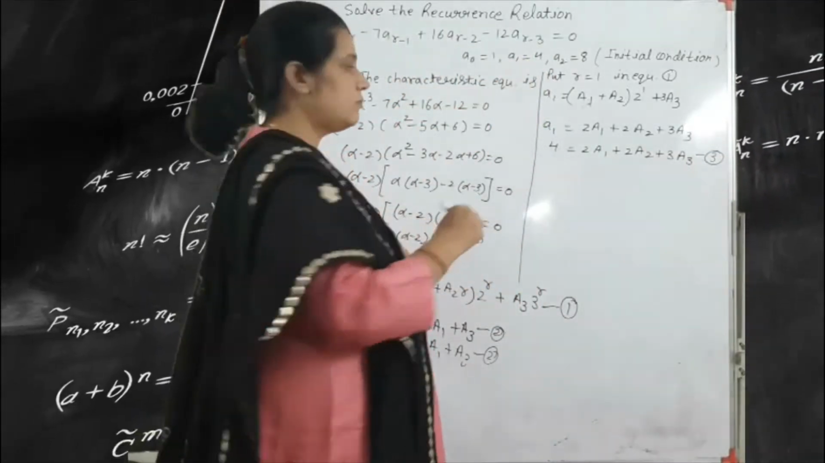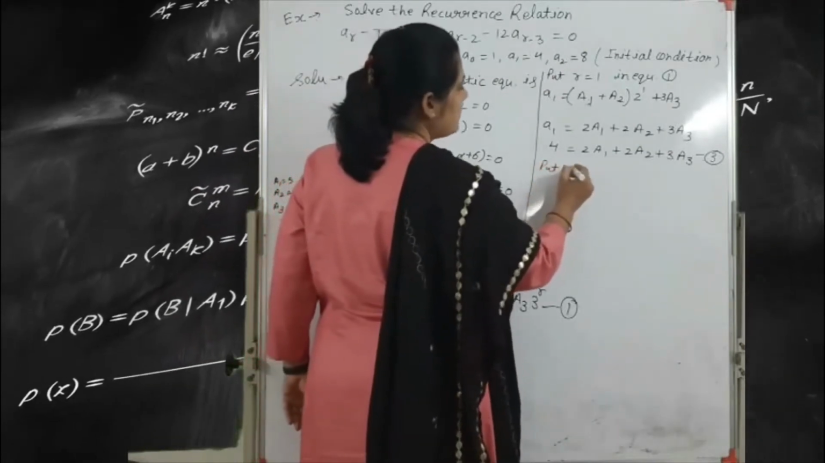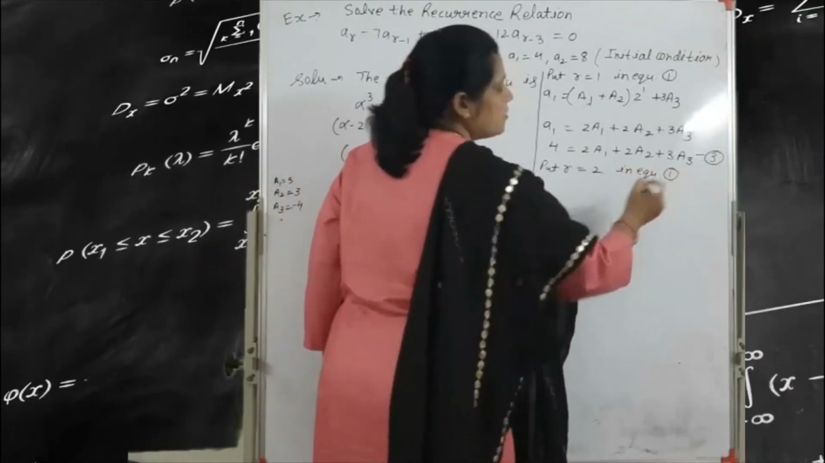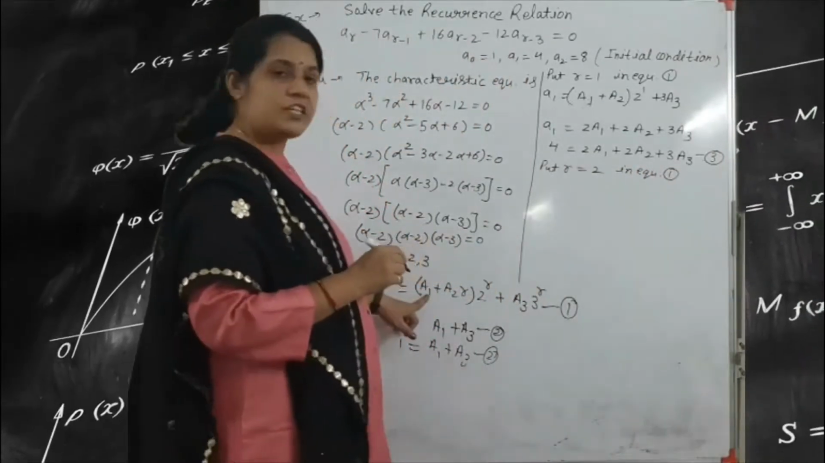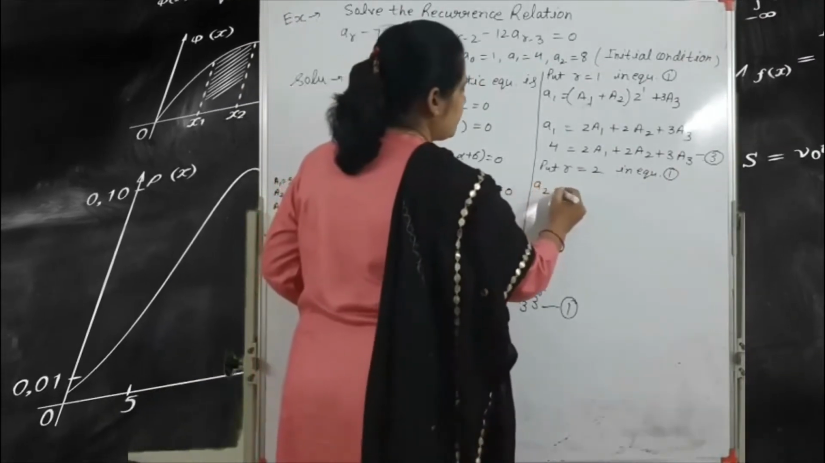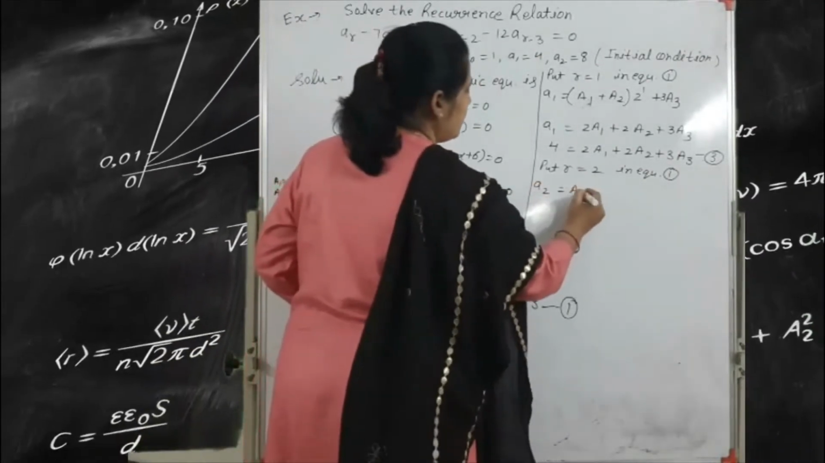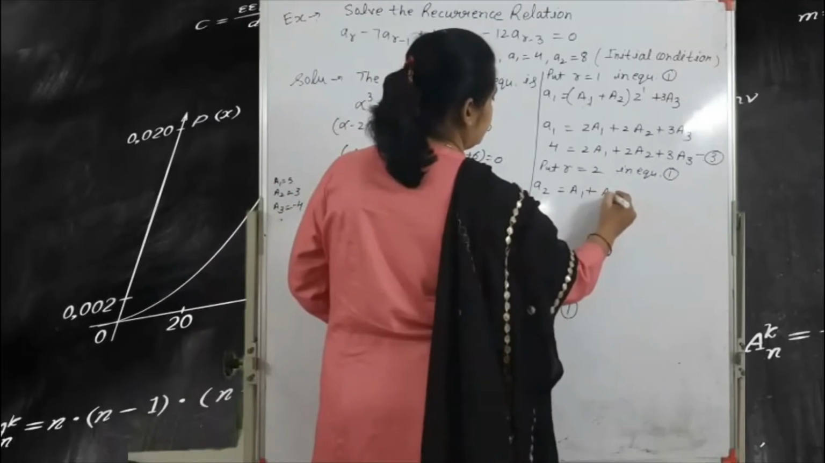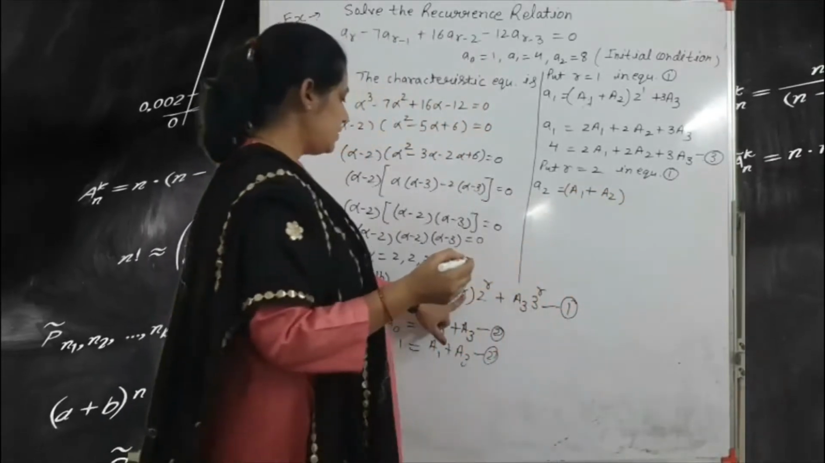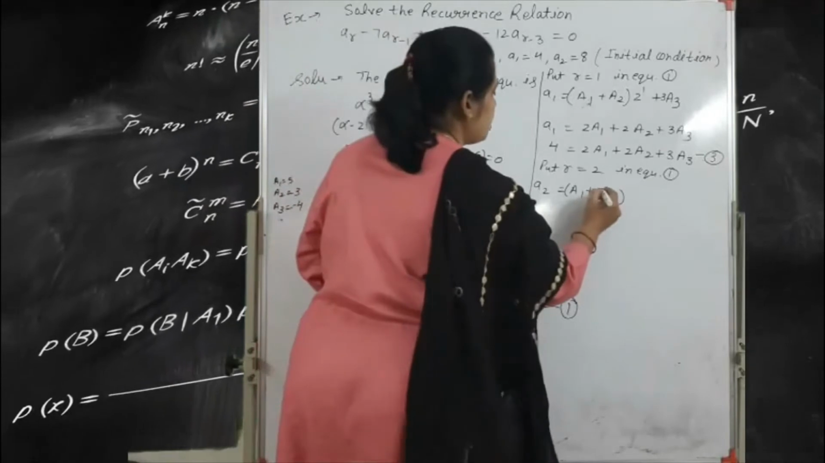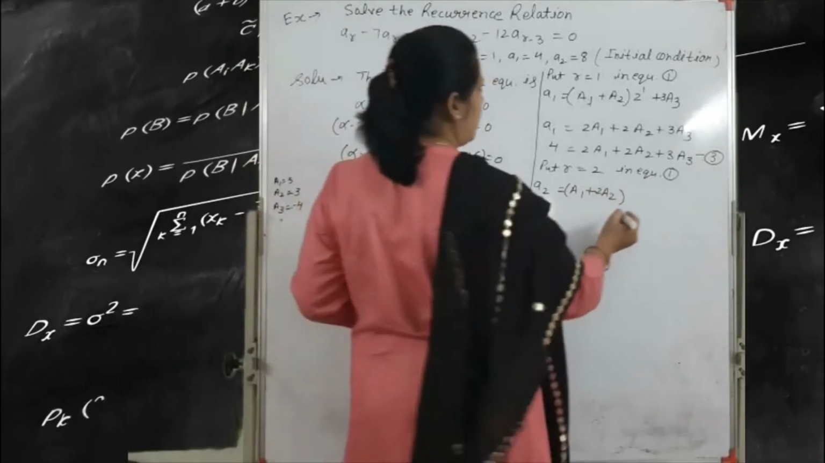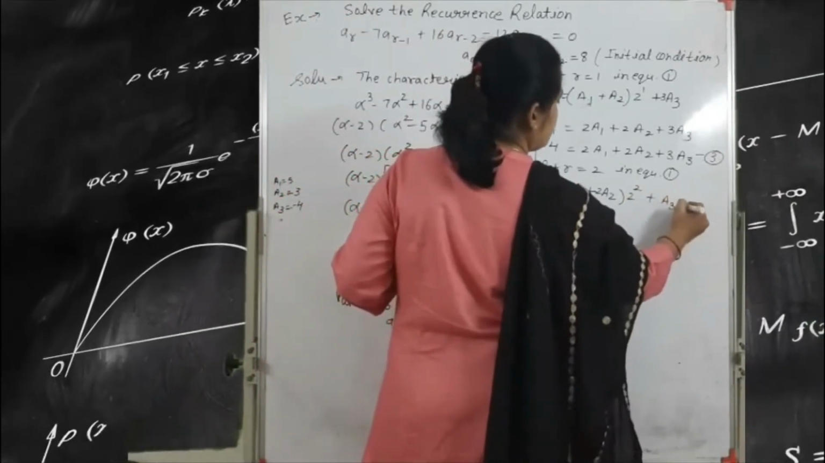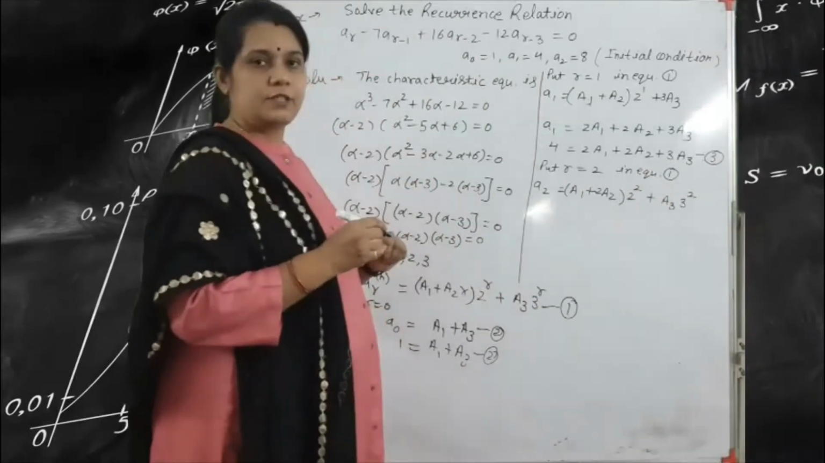We put r equal to 2. So put r equal to 2 in equation number 1. Here a2 is equal to a1 plus a2, r equal to 2, so 2a2, because 2 raised to the power r, that means 2 raised to the power 2, plus a3 times 3 raised to the power 2, because we put r equal to 2.